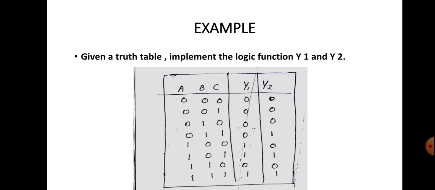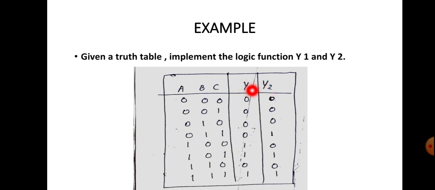Consider a truth table. Actually here a truth table is given, and we have to implement the logic functions y1 and y2. So what are the outputs y1 and y2? First of all, what you have to do is find the equations for y1 and y2, because you have to implement y1 and y2.